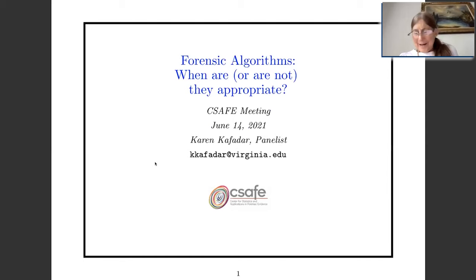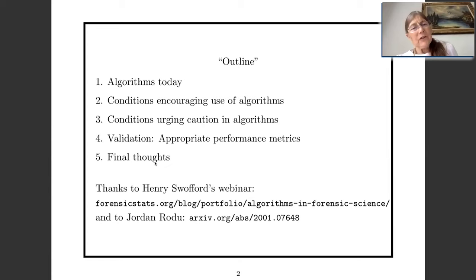Okay, so part of this talk was prompted by a paper that my colleague Jordan Rodu has written with his colleague. It was asking the question, when is machine learning appropriate or not? This is a real brief outline here, and I'd like to thank not only Jordan for writing this paper, but also Henry Swofford's webinar that got me thinking about when algorithms would be appropriate.